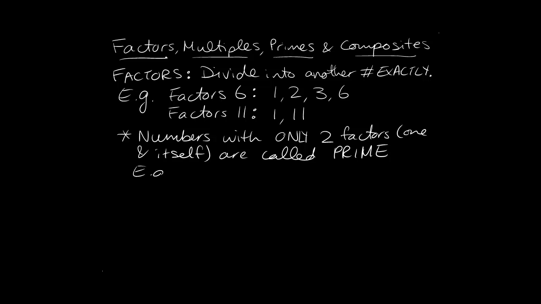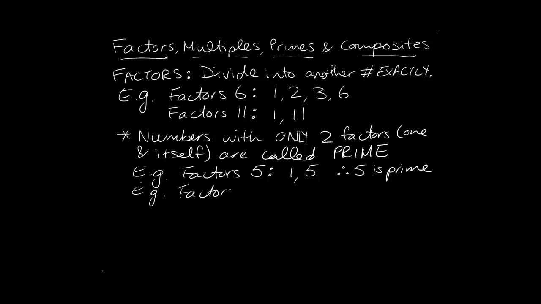So for example, if we were to list the factors of 5, there are really only two factors, 1 and 5. Therefore, 5 is a prime number. Whereas, if I were to look at the factors of 9, let's see, 1, 3 and 9, because there are more than two factors, 9 is not a prime number.